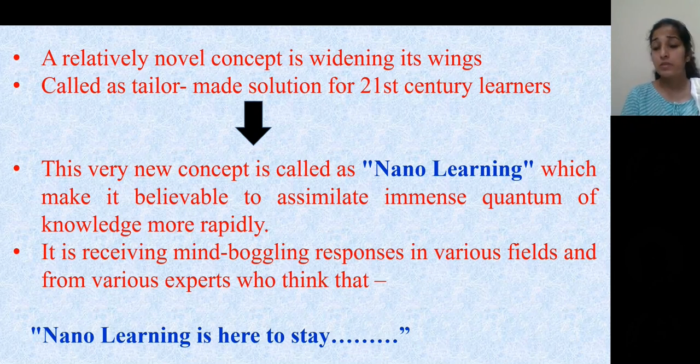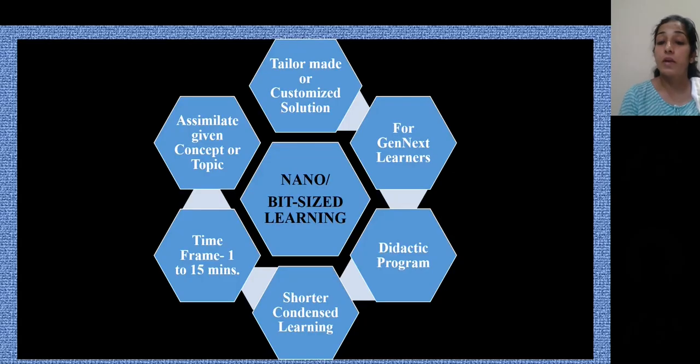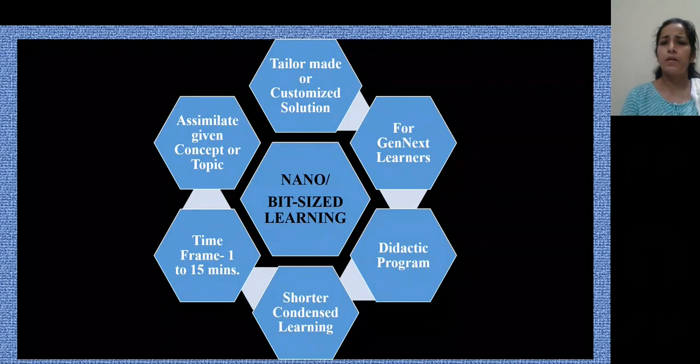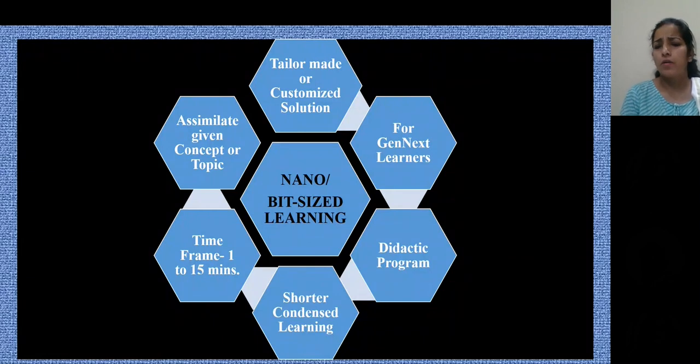From the responses which we have got from past experiences, they say that nano learning is here to stay. Nano learning is here to stay for a longer time. Now we are talking about nano learning. What are the basic characteristics of nano learning?